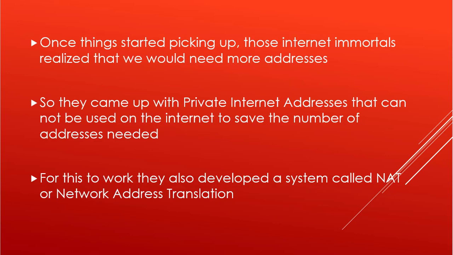So once things started picking up, those internet immortals who created the internet, or created IP addressing, realized that we would need more addresses. So they came up with private internet addresses that cannot be used on the internet. So they're non-routable. A router would see these addresses and would not push them forward. So they came up with some addresses to save the number of addresses used. So for this to work, they also developed a system called NAT, or Network Address Translation.